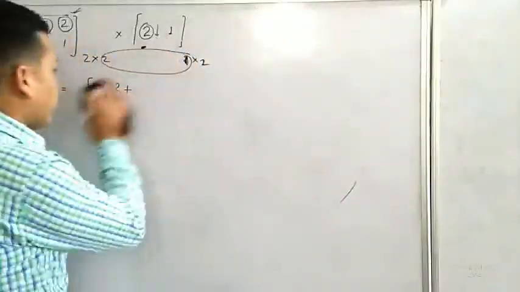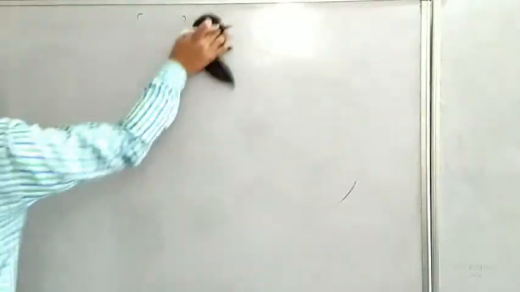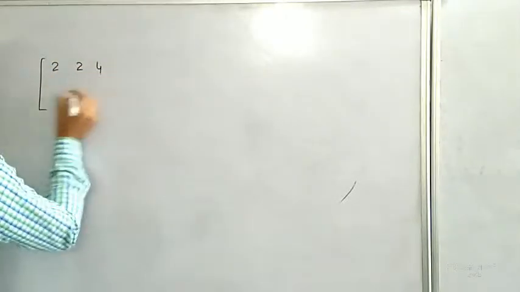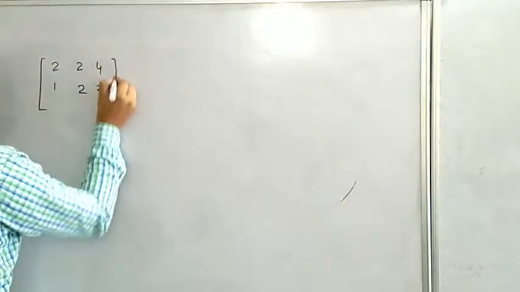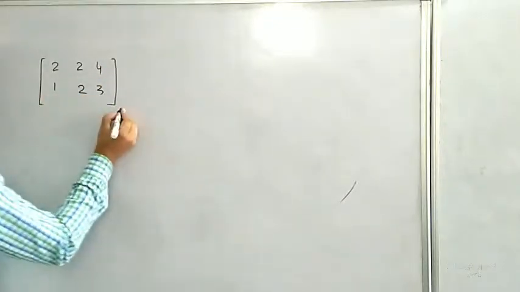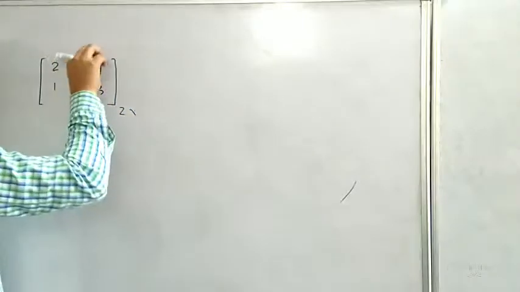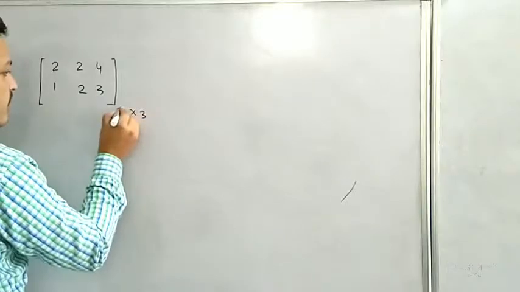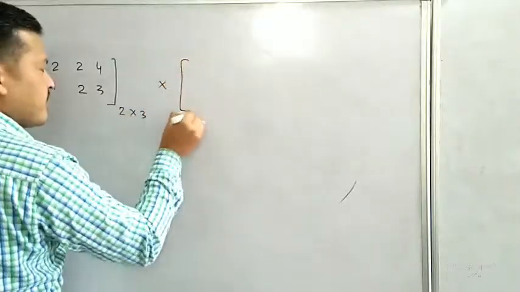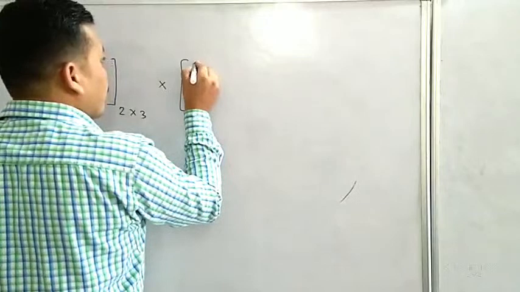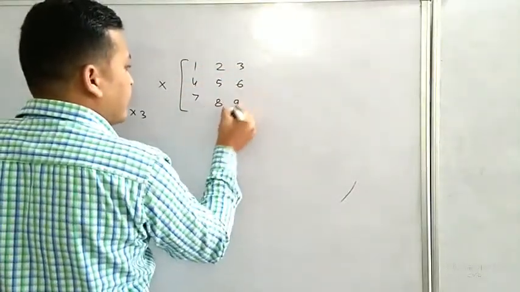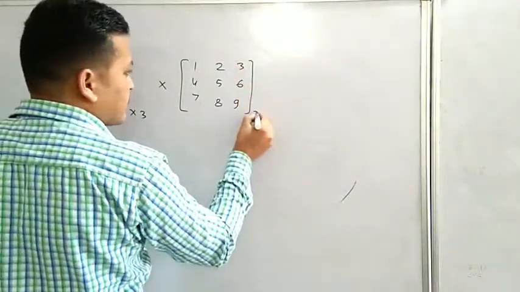One more question I am giving to you, you can write your answer in the comment section. What will be the answer? Please write your answer in the comment section. The matrix 2 2 4 1 2 3, with 2 cross 3 meaning 2 rows and 3 columns, multiplied by the matrix 1 2 3 4 5 6 7 8 9, and its order is 3 cross 3.